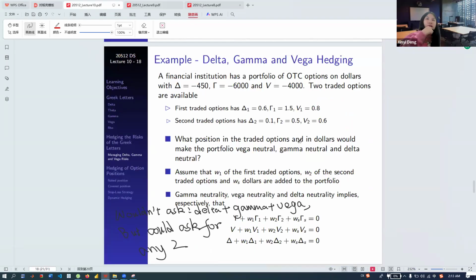I'm going to leave this example to you guys. This is an example of achieving delta, gamma, and vega hedging all at the same time. Here we are hedging a portfolio of options again. And now we have two traded options, and we are still dealing with the currency option.